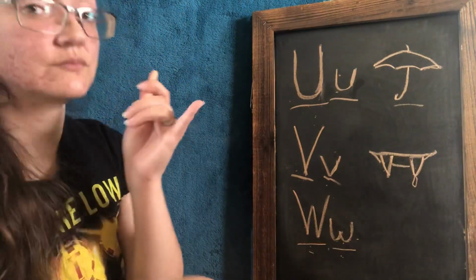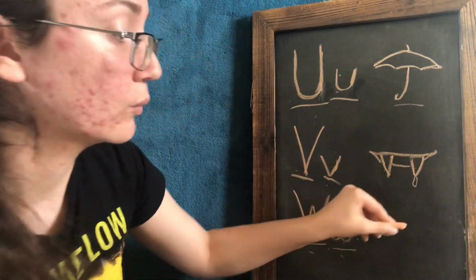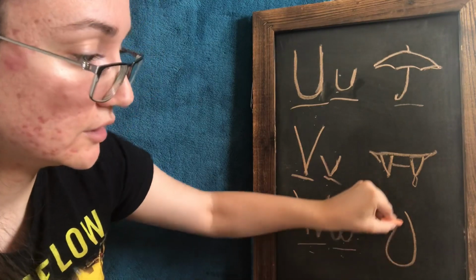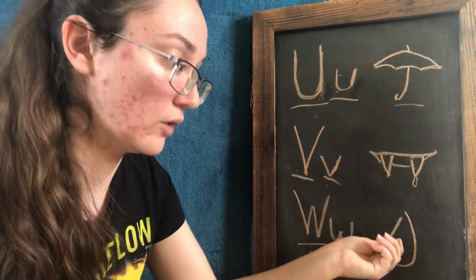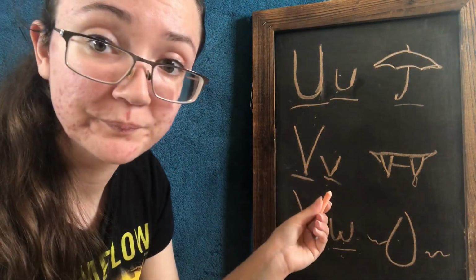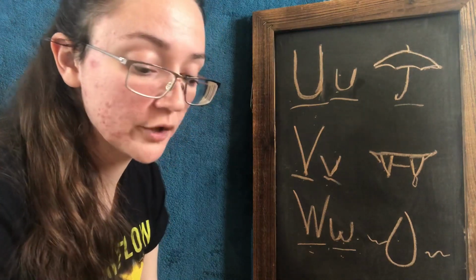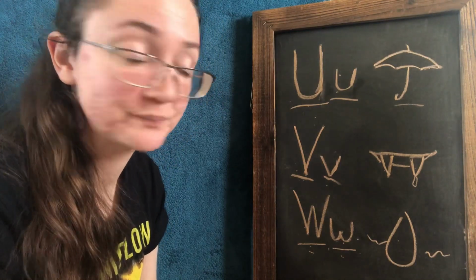What starts with W? Water. Water starts with W. So you've got a giant water droplet. Water starts with W.